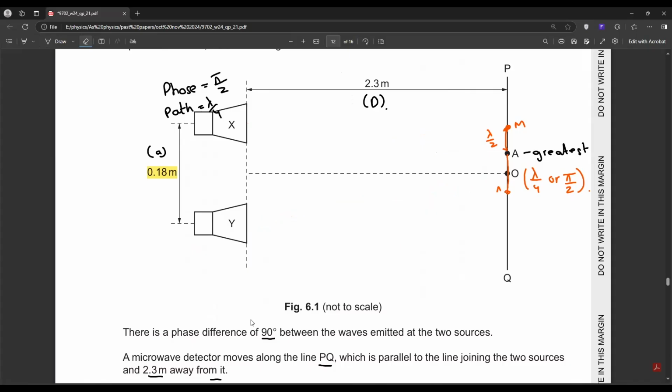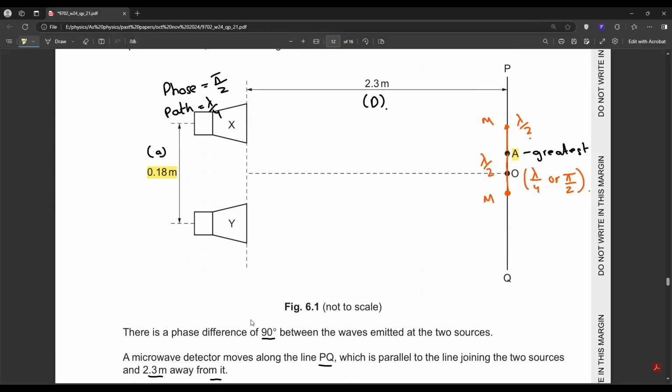Let me erase all this. See what I am telling you here. This is the greatest intensity. At a distance of half lambda, either on the top side or on the bottom side, you will have minimum intensities here and here as well. Can you see this top side is far away from point O?